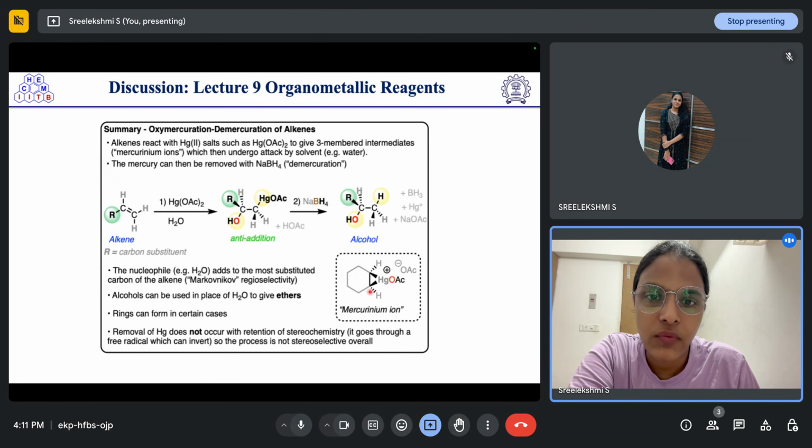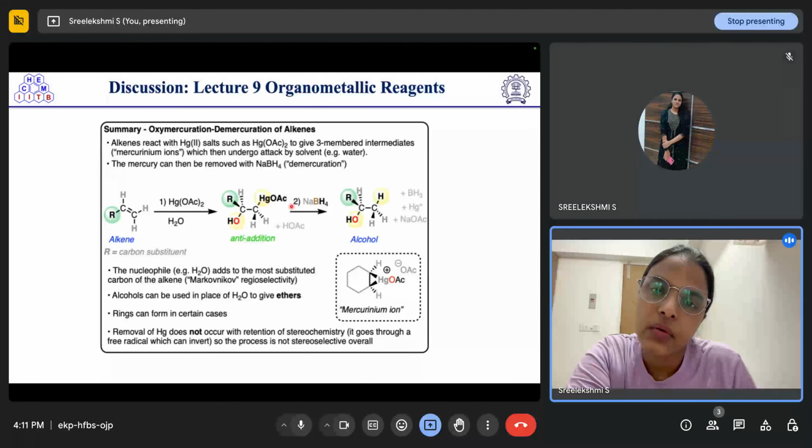Then it undergoes attack by the solvent. So a water molecule can attack over this center, and the charge transfers here, so anti-addition is taking place. Then we can remove the mercury by demercuration using NaBH4. The hydride comes and attacks this carbon, and HgOAc leaves. So we will get the alcohol.